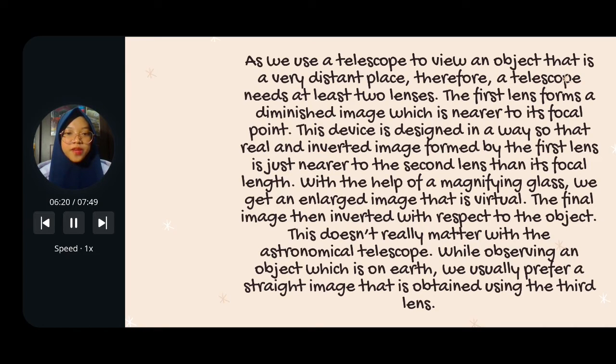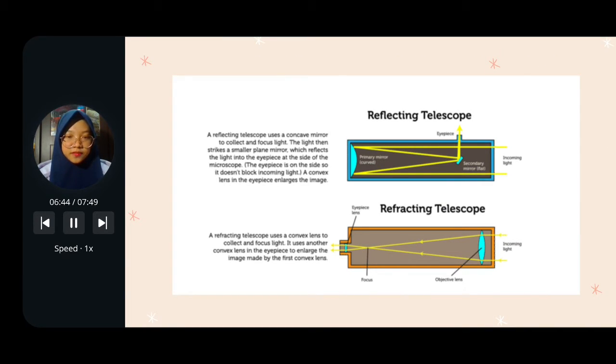With the help of a magnifying glass, we get an enlarged image that is virtual. The final image is then inverted with respect to the object. This doesn't really matter with the astronomical telescope. When observing an object which is on Earth, we usually prefer an upright image that is obtained using a third lens. So here is the ray diagram for reflecting telescope and refracting telescope.